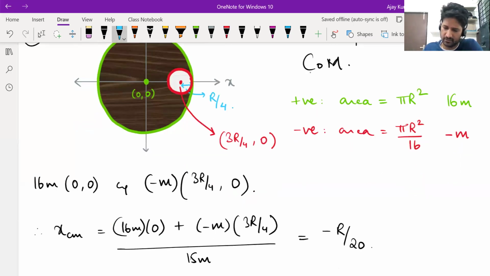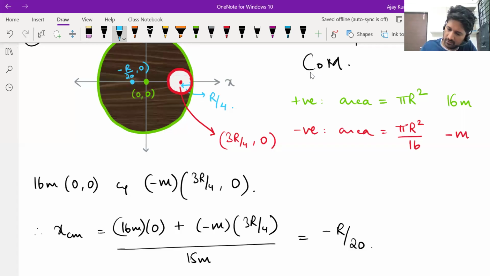And yeah, Rishi, as you said, the full system center of mass would have been at the origin. Since we removed some mass from the right side, center of mass shifts to the left side. And that's the answer that we got. Minus R by 20, 0.